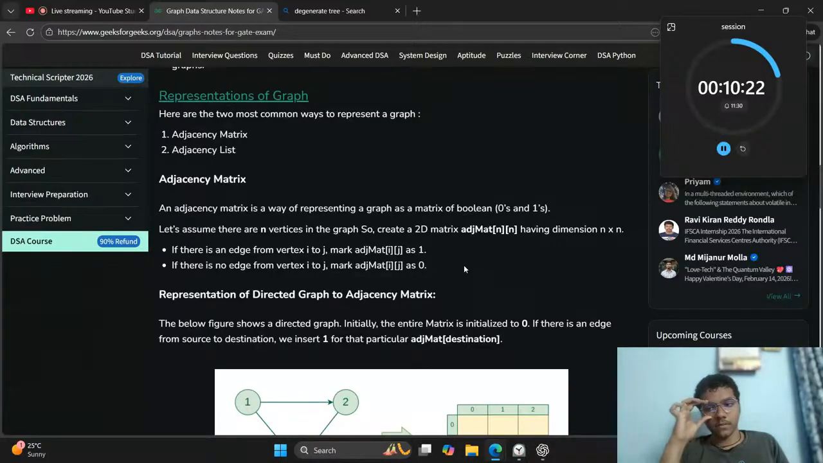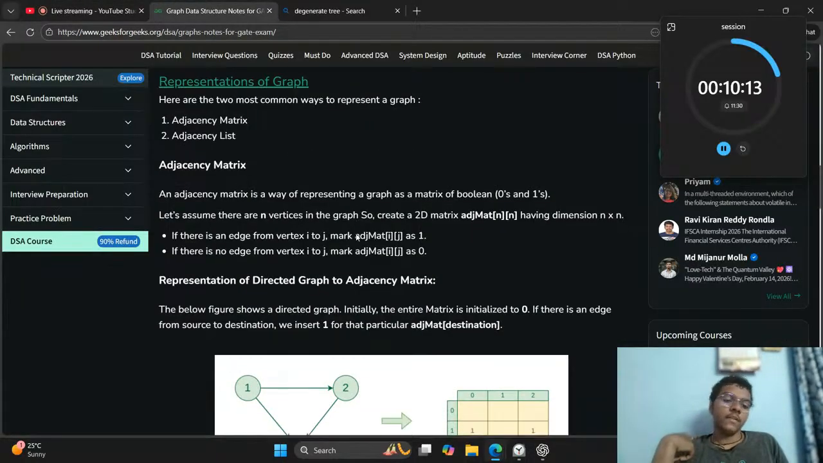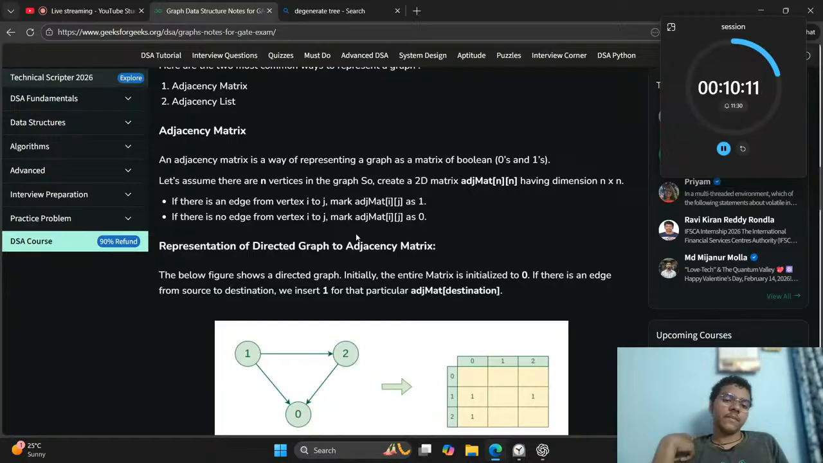Representation of a graph: two common ways to represent a graph are the adjacency matrix and the adjacency list. An adjacency matrix is a way of representing a graph as a matrix of Boolean zeros or ones. Let's assume that there are n vertices in the graph, so create a 2D adjacency matrix having dimensions n times n. If there is an edge from vertex i to j, mark adjacency matrix[i][j] as 1. If there is no edge, mark it as 0.